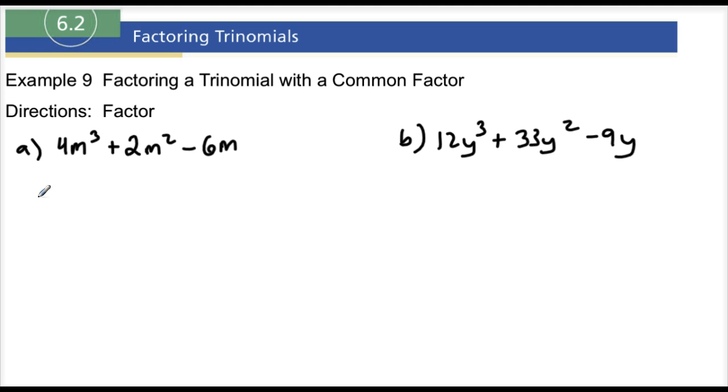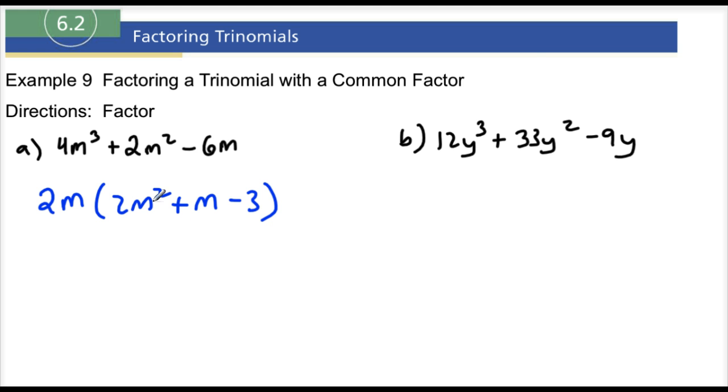There's a factor of 2m, so I'm going to take out a 2m, and I'm left with 2m squared plus m minus 3. So 2m times 2m squared plus m minus 3. If I multiply this back through, 2m times 2m squared is 4m cubed, 2m times m is 2m squared, and 2m times negative 3 is a negative 6m. Then we're good. All right.